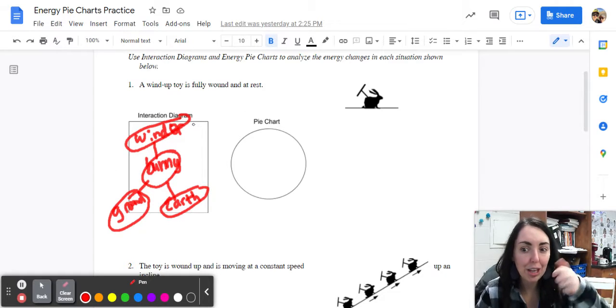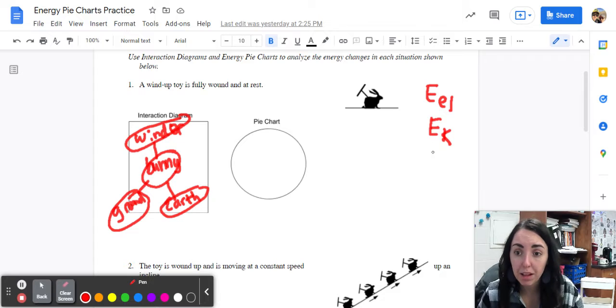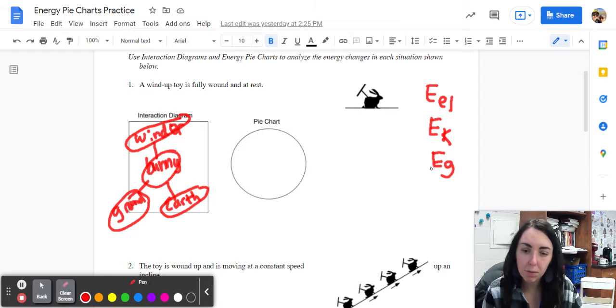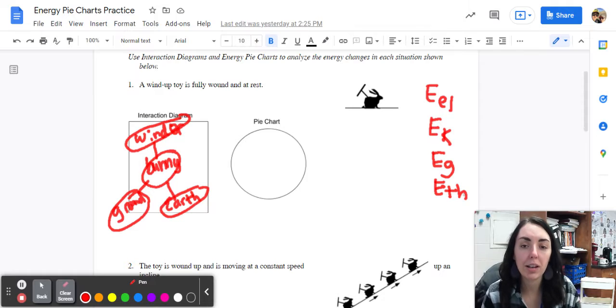So that little windy thing, remember, that's a stretch. That's like winding a spring in there. That's elastic energy. The bunny might be moving, so that would be kinetic energy. If the Earth is pulling on him, that's gravitational, positional energy. And then finally, if he's moving on the ground, there might be some friction there. So that would be thermal energy. So that doesn't mean that all four of these energies are going to be in all of my pie charts. They're just kind of the ones I'm choosing from. So if I need any energies, that's like my bank of energies I'm going to choose from.